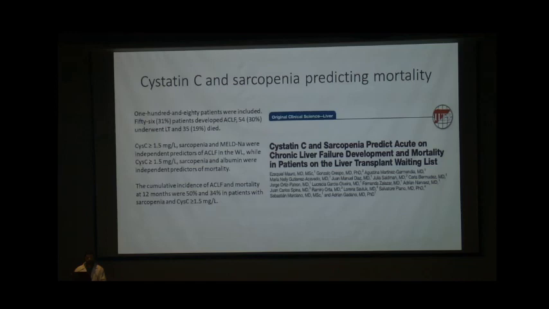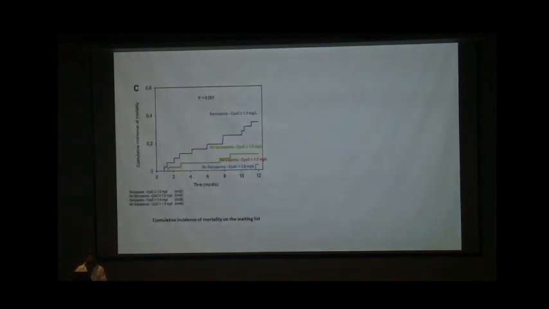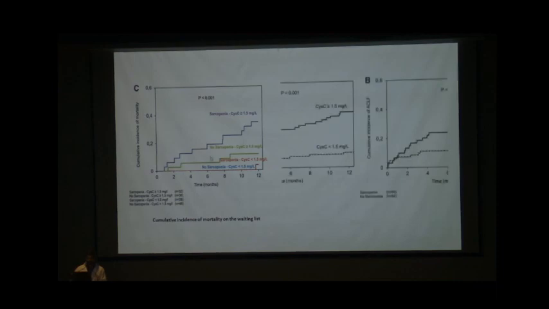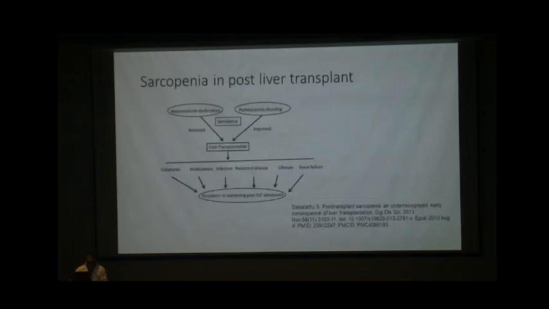The cumulative incidence of ACLF and mortality at 12 months were 50% and 34% in patients with sarcopenia and a cystatin level of more than 1.5. This diagram also shows that patients with sarcopenia and cystatin level above 1.5 had higher chances of mortality, and also a higher risk of acute-on-chronic liver failure and waitlist mortality.